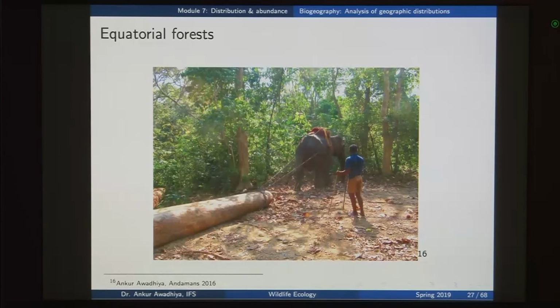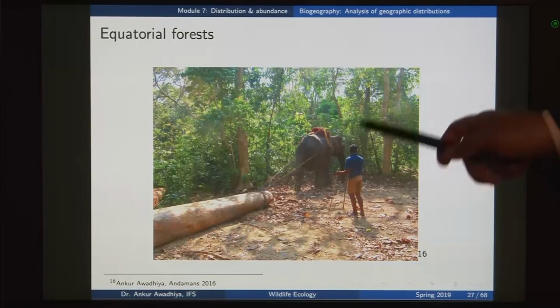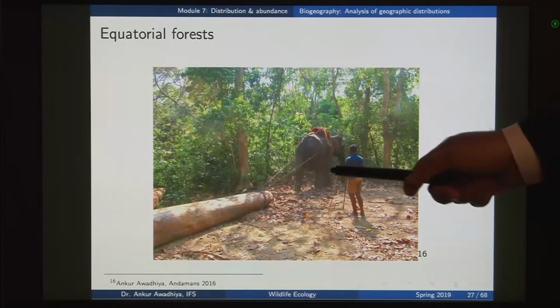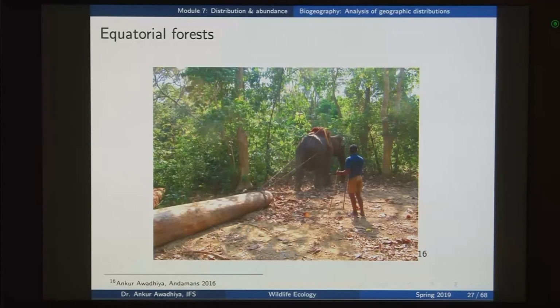Typically, the trees that you will find in this area will be very large. So, there will be very tall trees. You can see this log that is being moved by this elephant. Now, elephants are not naturally found in this area, but elephants were brought to this area to help in the logging operations. Now, in the case of equatorial forest, because these are close to the equator, you have a large amount of sunlight that is available for the growth of the vegetation.